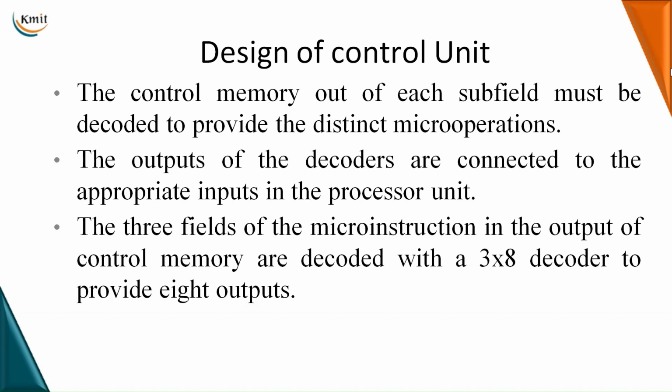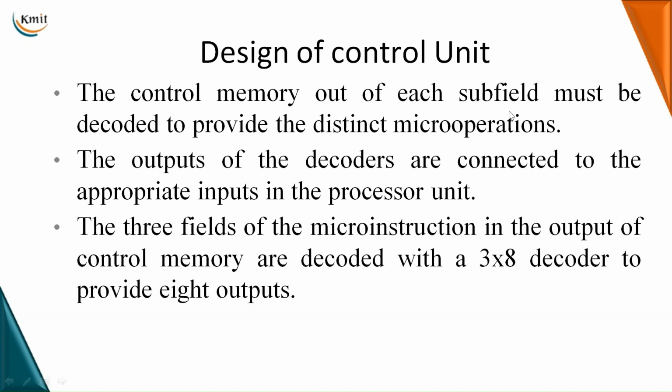In case of a hardwired control unit, the control unit is designed using hardware parts such as multiplexers, decoders, flip-flops, etc. Whereas in case of a microprogrammed control unit, the control unit will be designed using a software program called a microprogram. A microprogram consists of a set of instructions called micro instructions, where each micro instruction is capable of performing one or more micro operations, right?